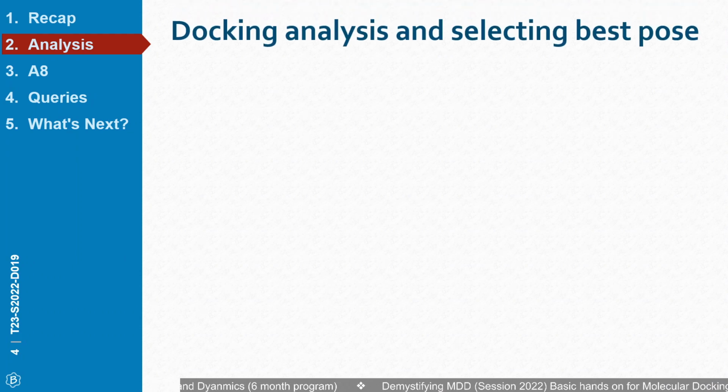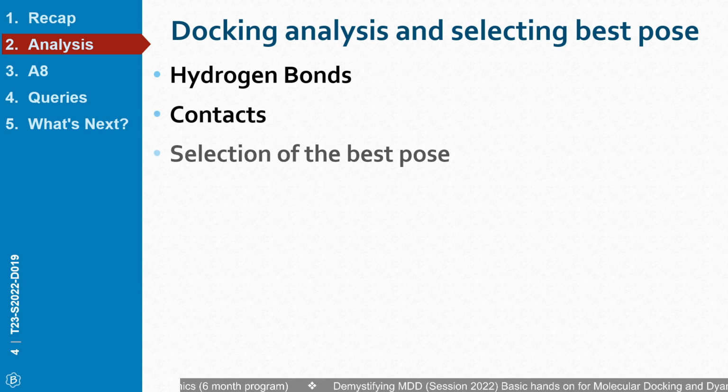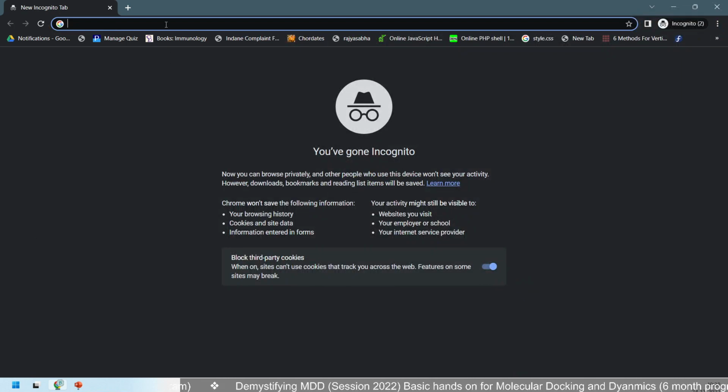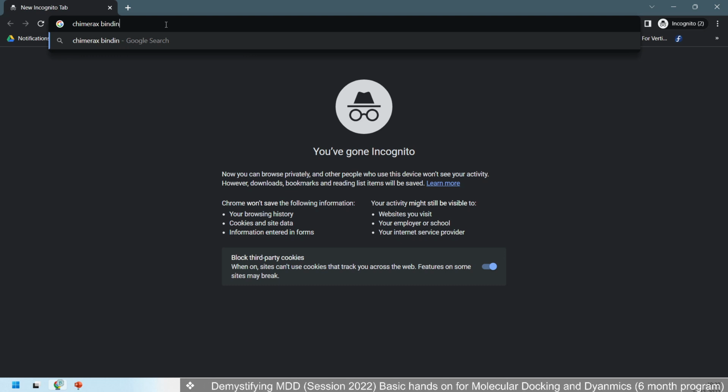So we will be using the ChimeraX tutorial, so that if you want to repeat it again and again to understand things and also find what the available options are, you can easily find it through the internet. So the first option is to search on Google, like ChimeraX binding sites.